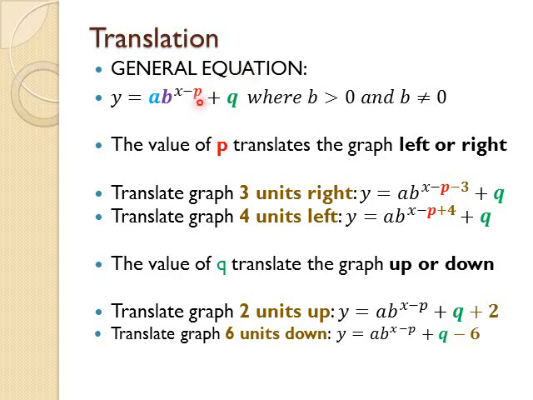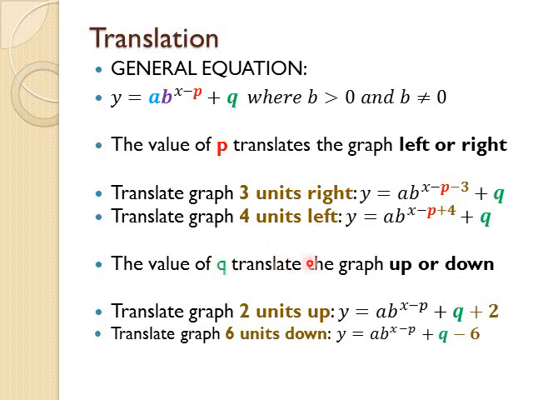Translation. The value of p translates the graph left or right. So we say translate the graph 3 units right. Remember, your brain will say it's plus 3. But for left and right, we always change the sign. So therefore, that goes in as negative 3. If I say 4 units left, that would go in as plus 4 there by p. And therefore, I shift the graph 4 units.